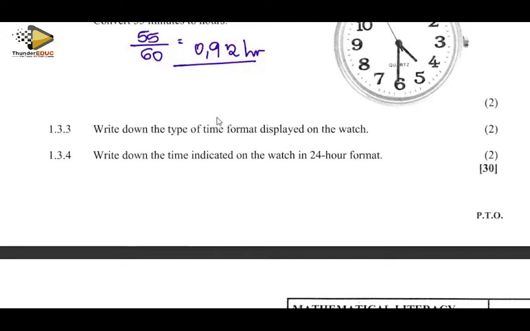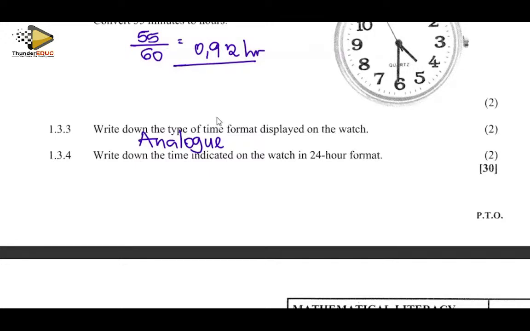Write down the type of time format displayed on the watch. This is called what? Analog. Analog is a type of display. The other one is what? Digital. The 24-hour system. So write down the time indicated on the watch in 24-hour system.